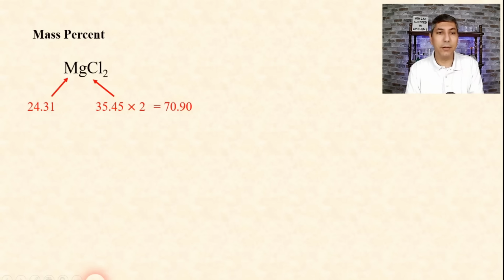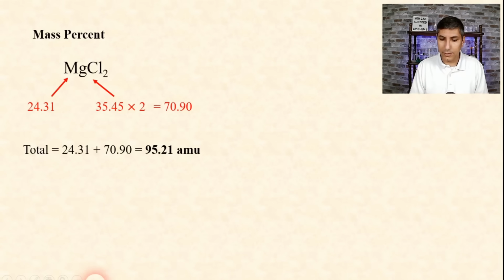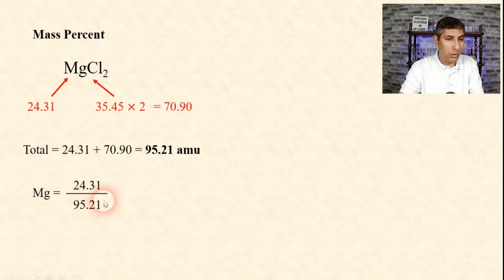Now, we add these values together, so the total molar mass of this compound is 95.21 atomic mass units. And then we take the individual total value for each element and divide it by the total molar mass. So in the case of magnesium, we'd take this 24.31 right here, and we divide that by the total, which is 95.21. So when you divide that out, and of course times it by 100, you find that the mass percent of magnesium is about 25.53%.